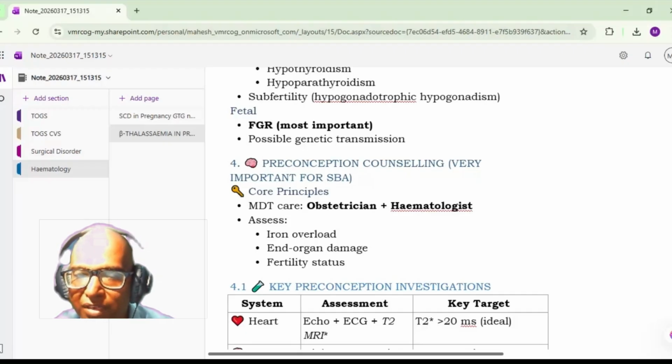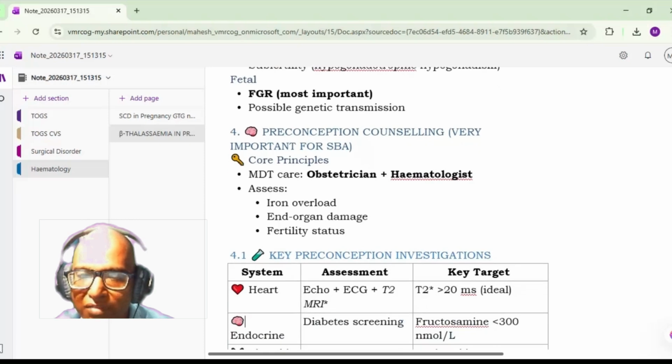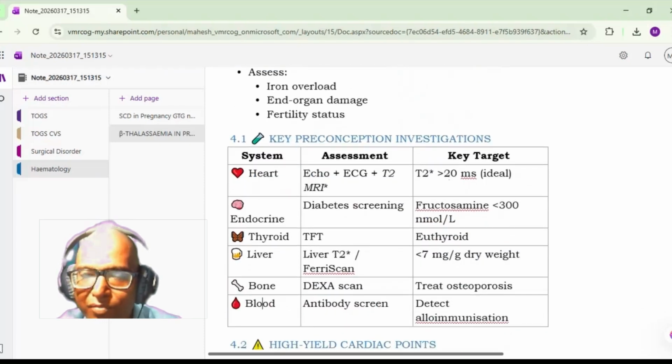Okay, so how we are going to assess the iron overload, that we will discuss. In the heart, we have to get the 2D echo, echocardiogram done, and it is the special T2 MRI. This T2 MRI will tell us about the iron overload. If the T2 MRI is more than 20 millisecond, that is ideal. T2 MRI showing more than 20 ms means there is a low iron overload, or no iron overload.